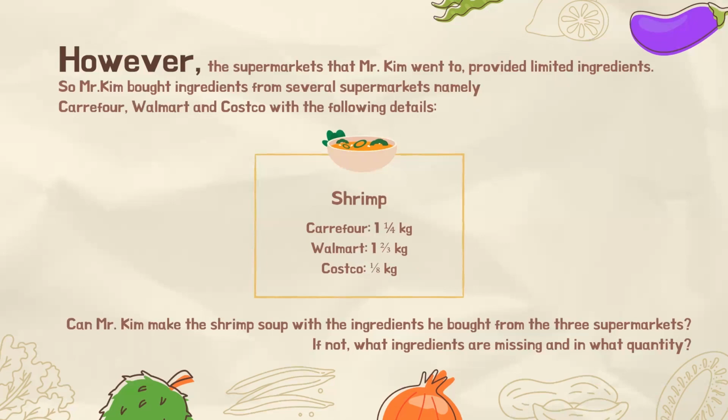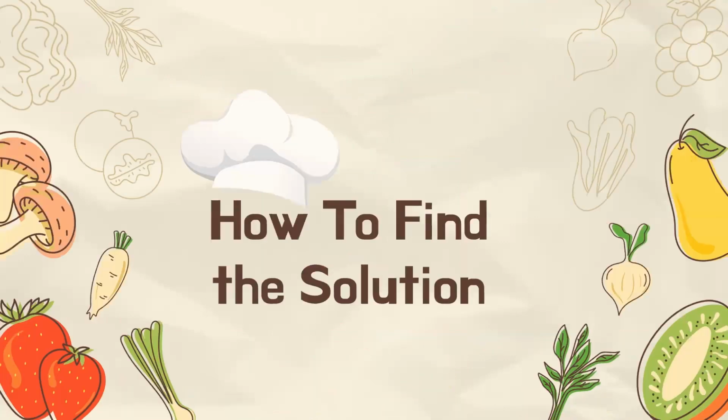So, the question is, can Mr. Kim make the shrimp soup with the ingredients he bought from the 3 supermarkets? If not, what ingredients are missing and in what quantity? Let's help Mr. Kim to find the answer.